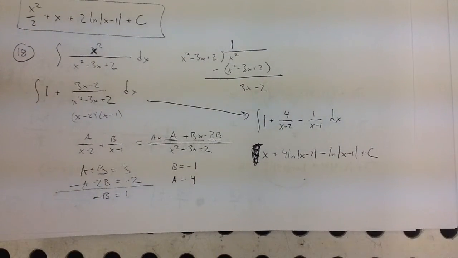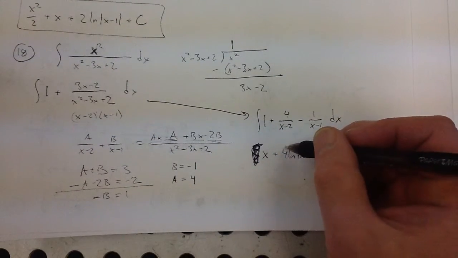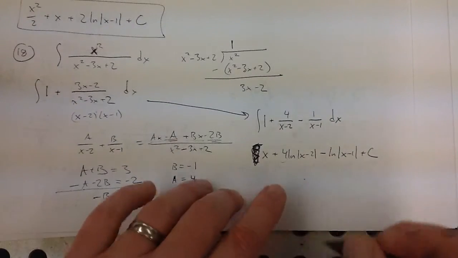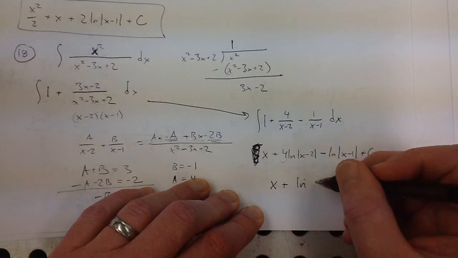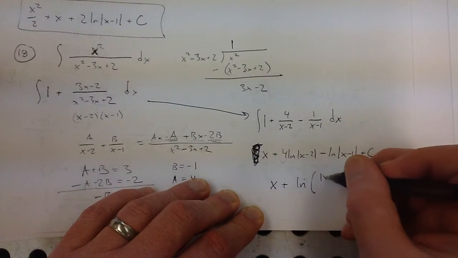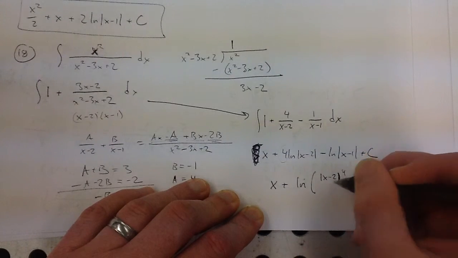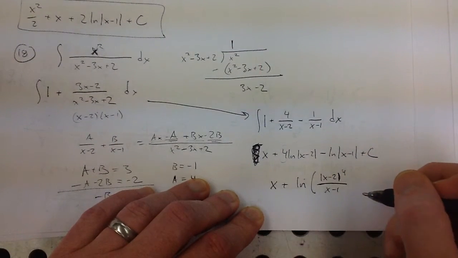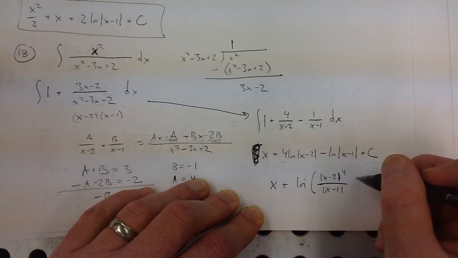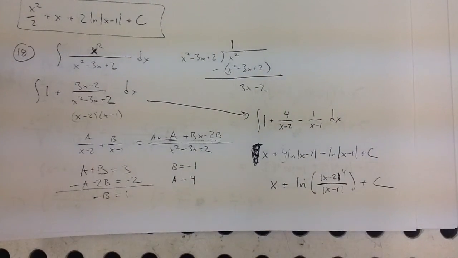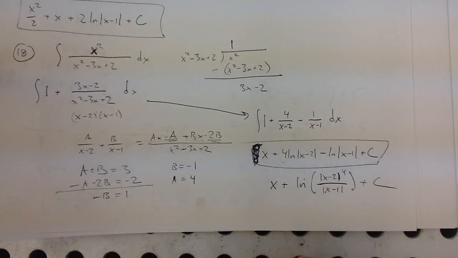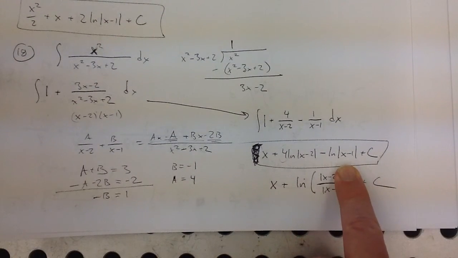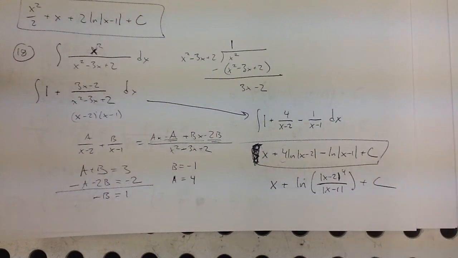And same as before, same as 2 problems ago, you can choose to simplify that or not, but if you wanted to, you would have to bring this 4 in as an exponent. So the simplified version would look like x plus the natural log of x minus 2 to the 4th over x minus 1, something like that, plus c, if you wanted to. I think the book probably has that as an answer. In fact, it's right here, so let me just check. Yep, they left it like that. There you go. Have a nice day.